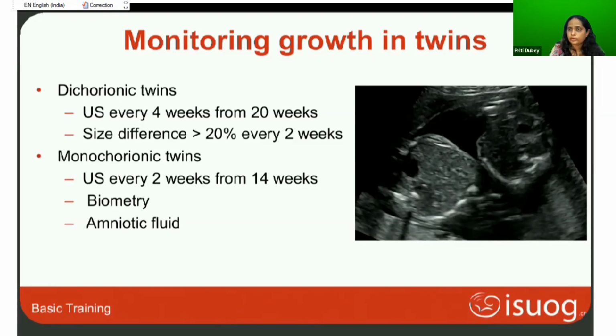If it is a dichorionic diamniotic twin, you have to do the NT scan at 11 to 13 weeks 6 days, ascertain the chorionicity and amnionicity, and then monitor the babies from the anomaly scan at 4-week intervals. Whereas in monochorionic twins, after 14 weeks, you have to monitor these fetuses at 2-week intervals, because these are the babies which land up in more complications.